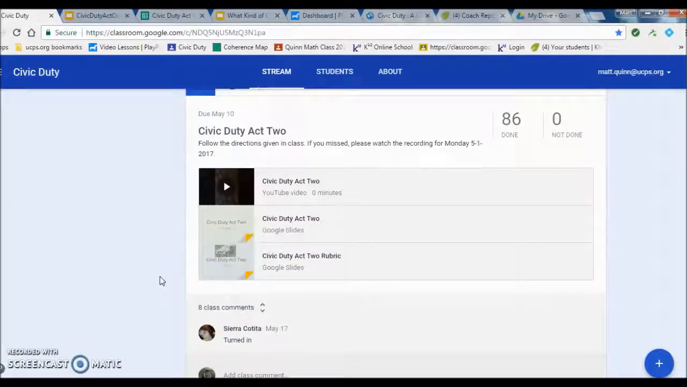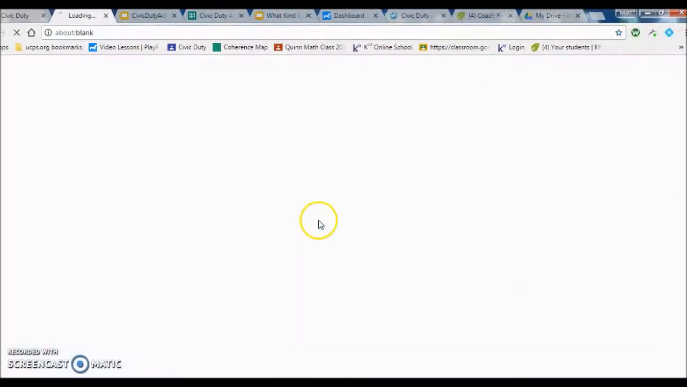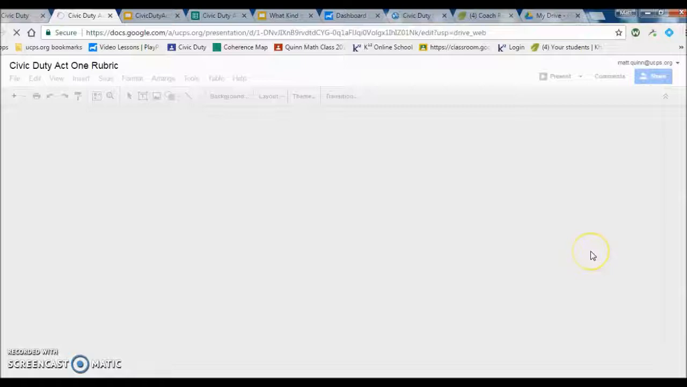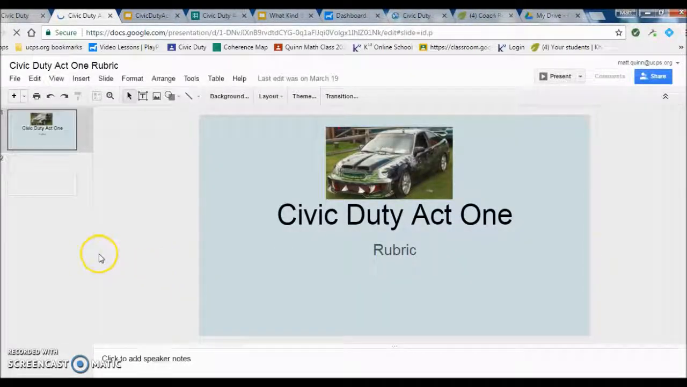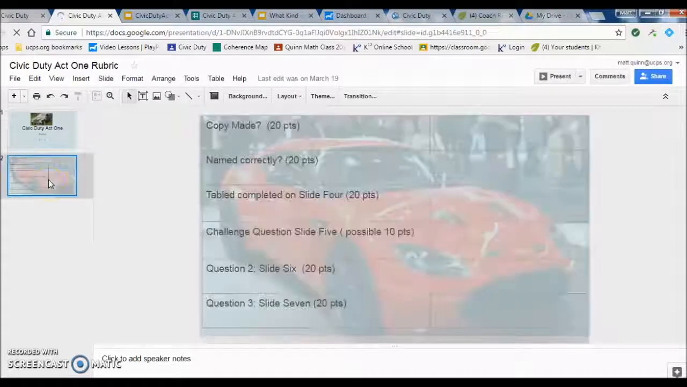Civic Duty Act 2. Oh, I forgot my rubric. Here's my first rubric. This was given to students so they would have a means of measuring their work and holding it up against something for a fair grade. As you can see, this is their first row. It's pretty basic, nothing fancy to it. The second one gets a little more exciting.